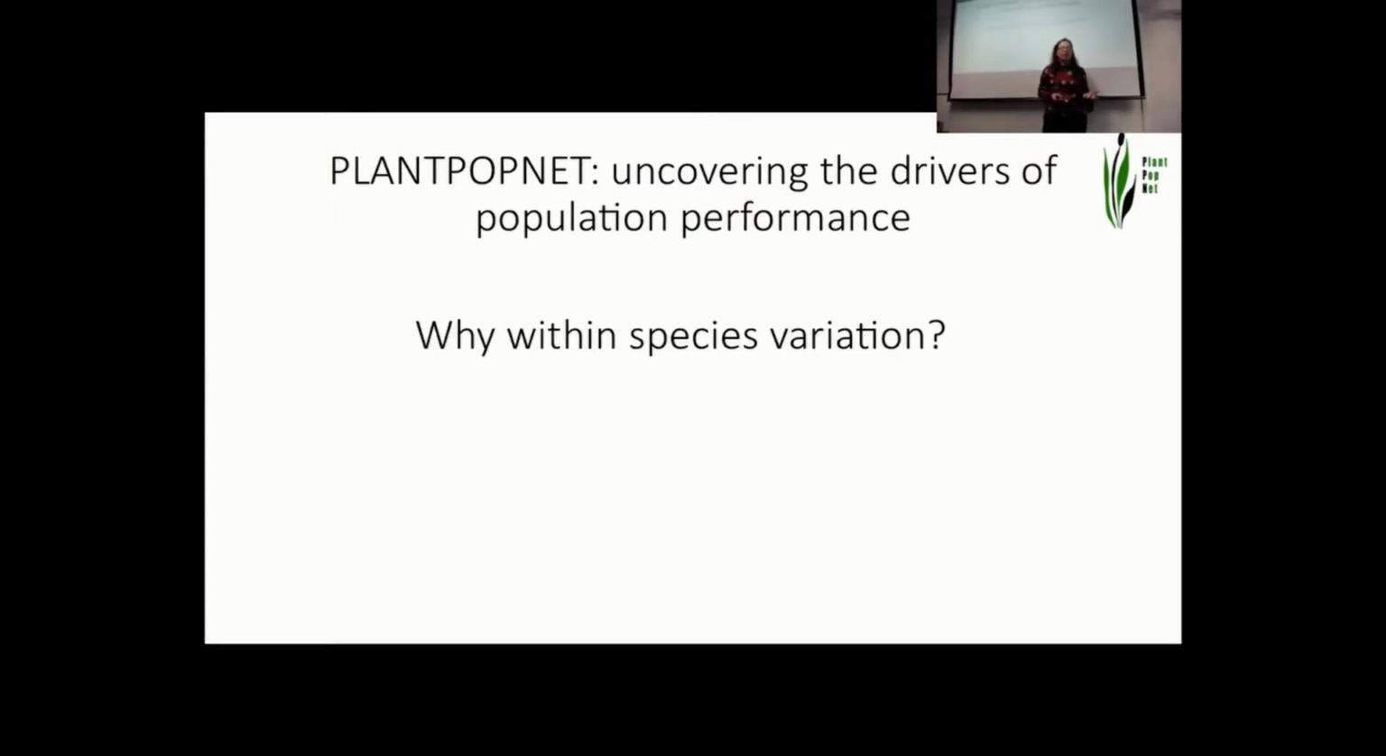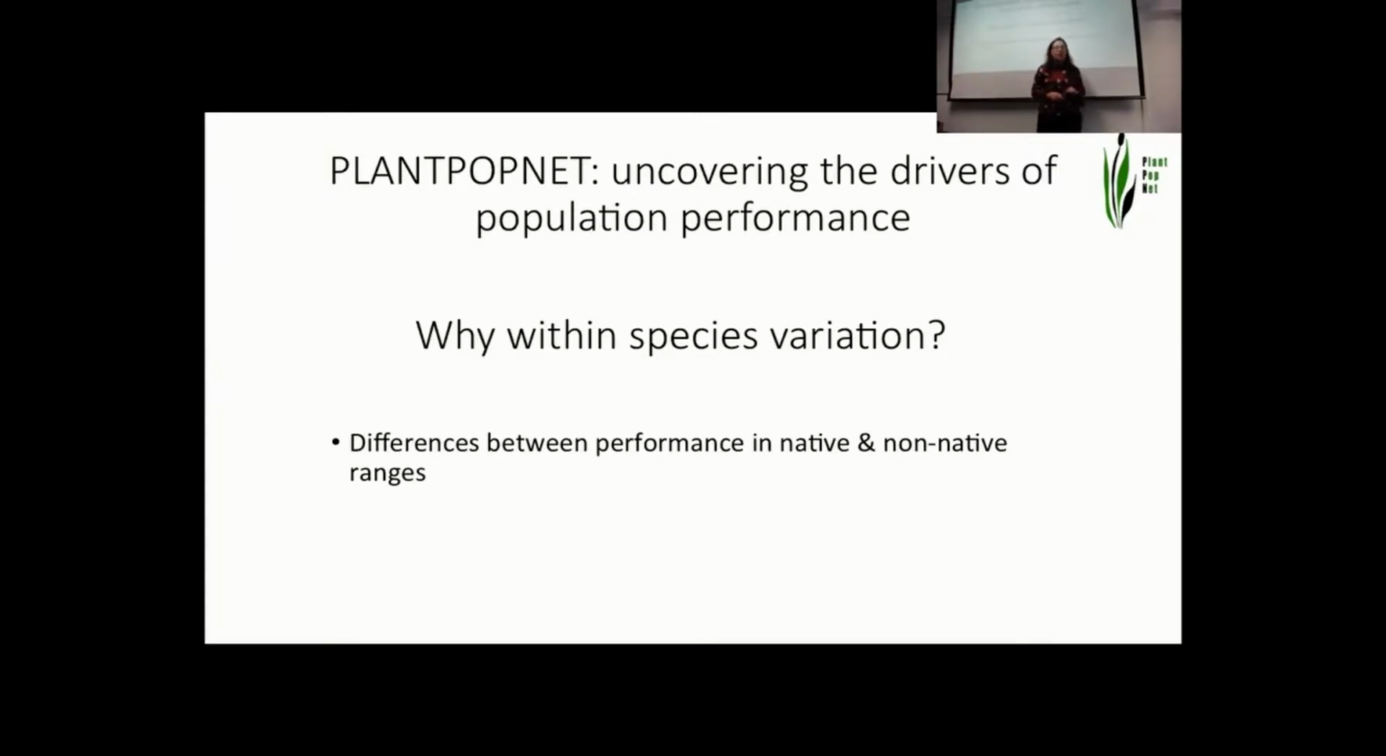Why study within species variation? This is the heart of what PLANTPOPNET is about. We're studying within species variation in Plantago lanceolata. We're using it as an ecological model species. Plantago is very interesting in its own right. It's incredibly common. It persists from the subtropics all the way through to the subarctic under really wide environmental gradients. So it's kind of intriguing how it manages to maintain a level of population performance under very different biotic and abiotic gradients.